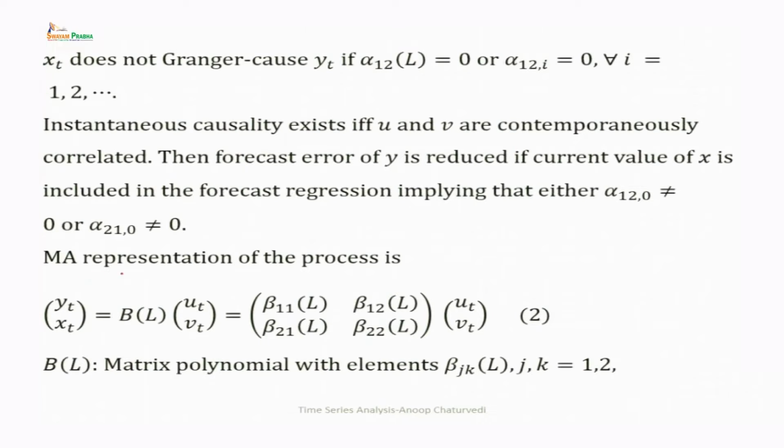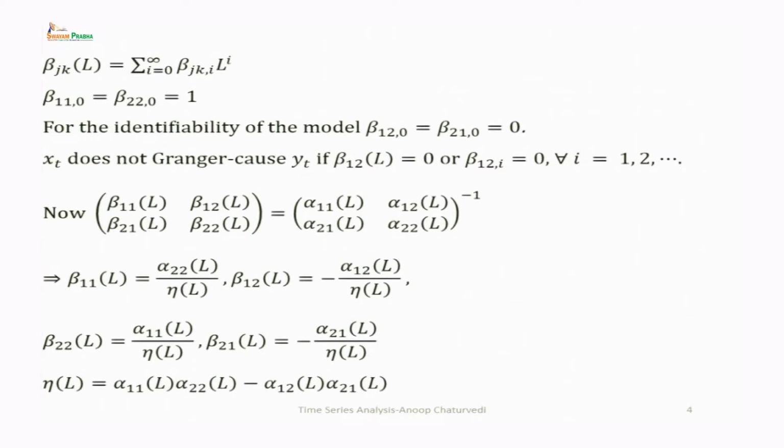Now, we consider the MA representation of the process, which is [Y_t, X_t] equal to B(L) [U_t, V_t], and then we write it as the matrix [beta_11(L), beta_12(L); beta_21(L), beta_22(L)] times [U_t, V_t]. B(L) is the matrix polynomial with elements beta_jk(L), j, k equal to 1, 2. And then beta_jk(L) is equal to the summation i equal to 0 to infinity of beta_jki L to the power i, and we take beta_11,0 and beta_22,0 equal to 1.